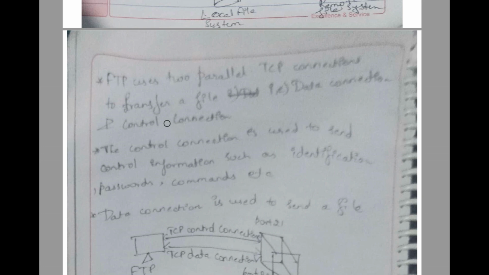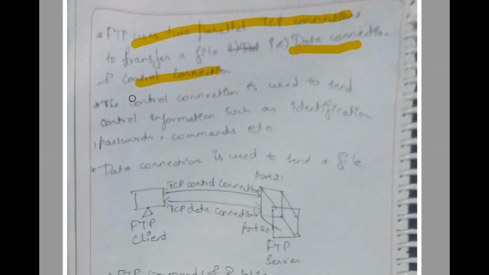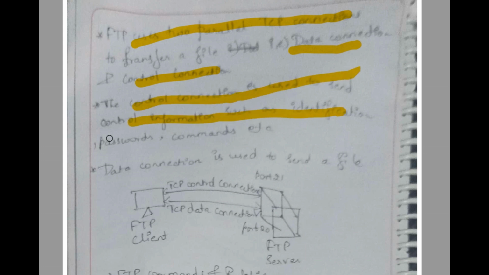FTP uses two parallel TCP connections to transfer a file. This also we have studied earlier: data connection and control connection. HTTP uses only data connection. FTP also has a control connection. The control connection is used to send control information such as identification, passwords, commands, etc. Data connection is used to send a file.